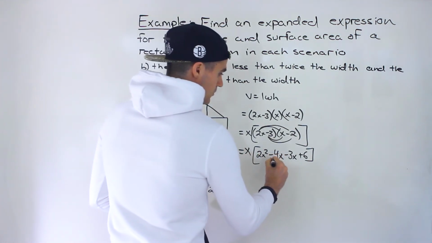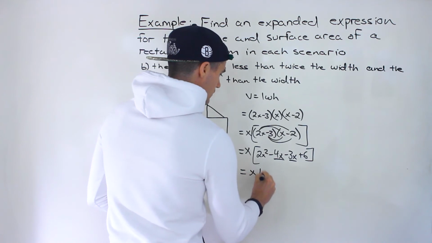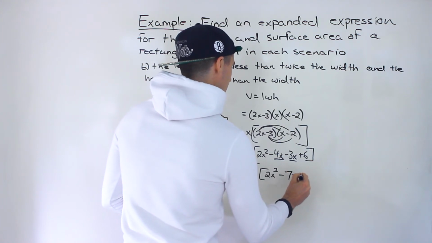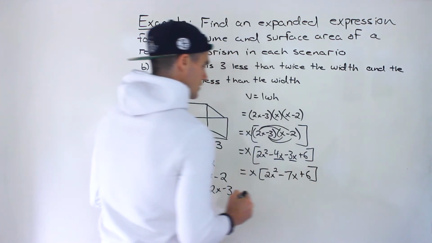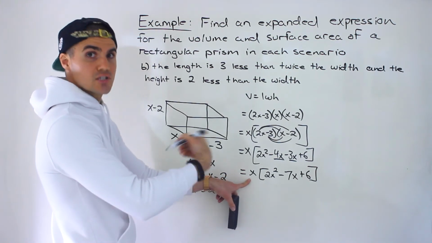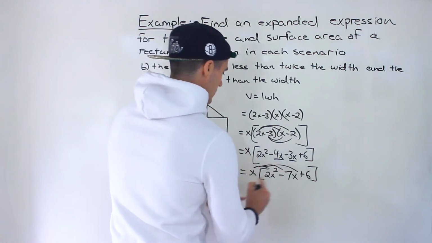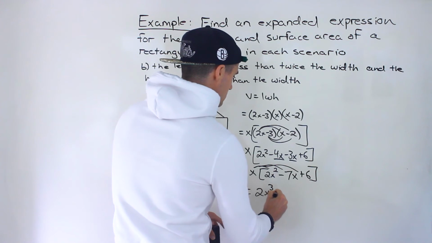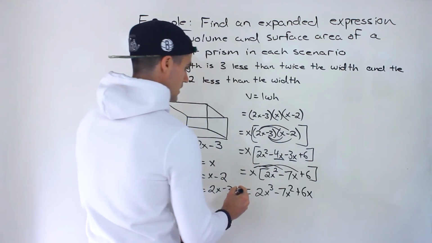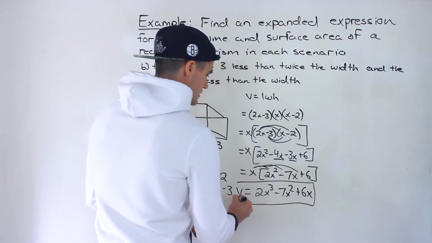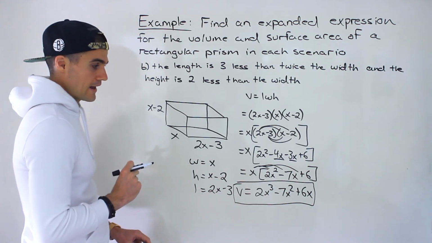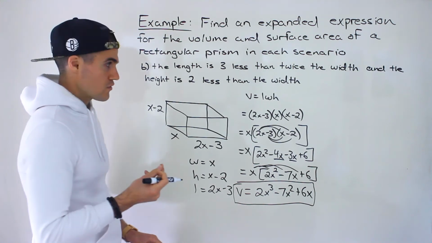You could distribute the x at this point. I'm going to simplify the bracket first. Those are like terms. So that would be minus 7x, and then we'll have a plus 6 right there. Okay, and then from here, you could take the x, distribute it in the bracket. So we'll have 2x cubed minus 7x squared plus 6x. So that ends up being the volume, and then you can't simplify that any further, right? There's no like terms to further simplify. So that ends up being the answer for the volume.